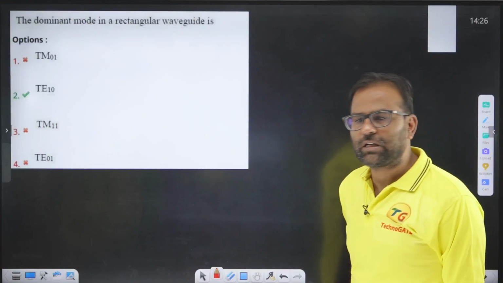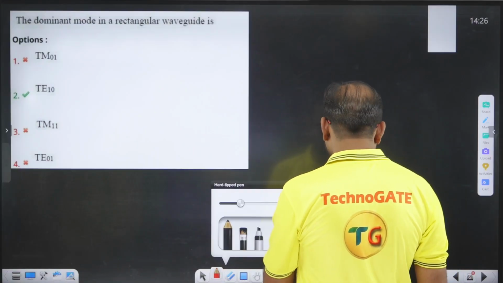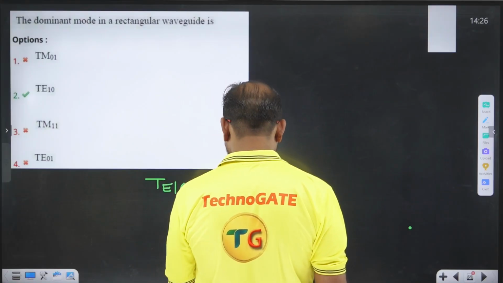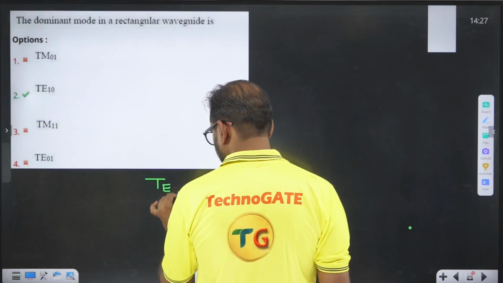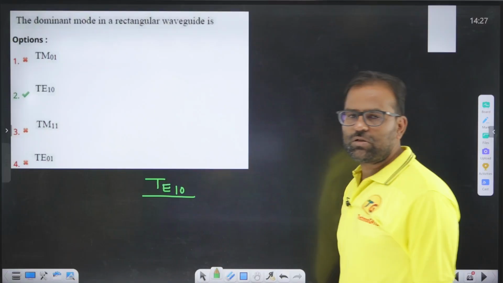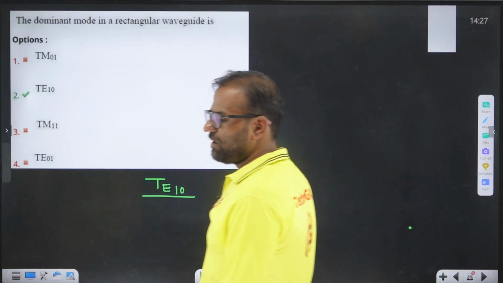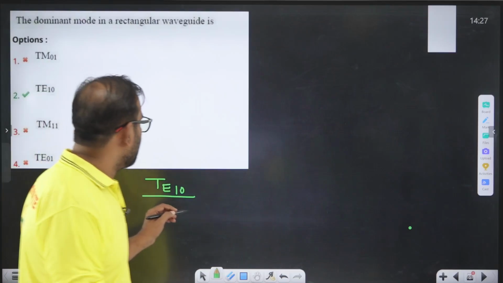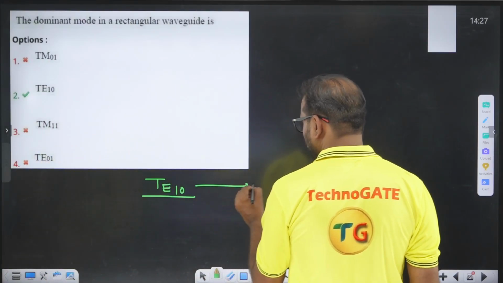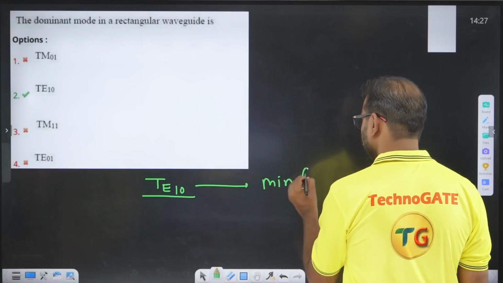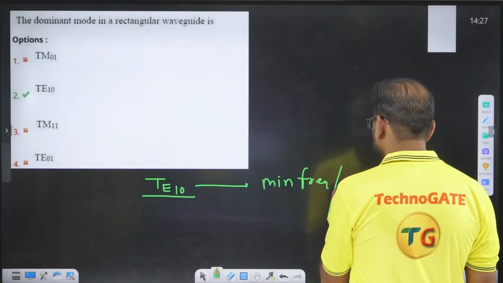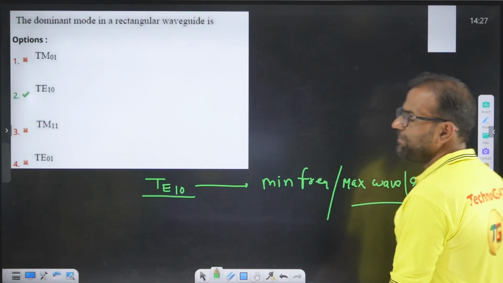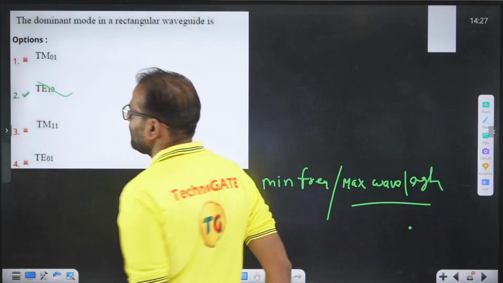Next, the dominant pole of rectangular waveguide. Always remember, the dominant mode in the rectangular waveguide is TE10. TE10 is known as the dominant mode for rectangular waveguide, and for circular waveguide TM11 is the dominant mode. This is the mode of the rectangular waveguide which has minimum frequency and maximum wavelength. Minimum frequency and maximum wavelength mode is TE10.